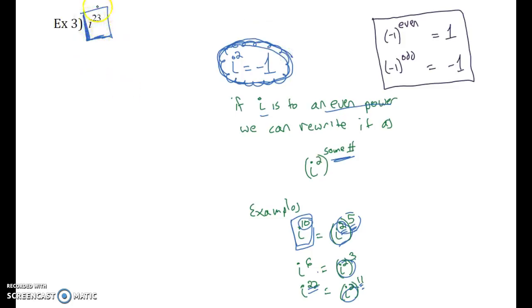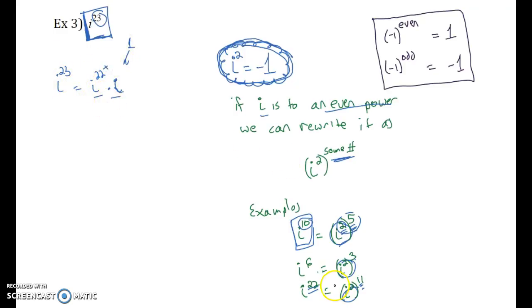The second thing I want to point out is, crud, this is not an even power. This is an odd power. Another little trick we're going to use is, if the power is odd, like it is here, we can rewrite this i to the 23rd as i to the 22nd times i to the 1st power. Because if I just write i, technically there's an exponent of 1 on that i. And if we have two things with the same base, we add those exponents. 22 plus 1 is 23.